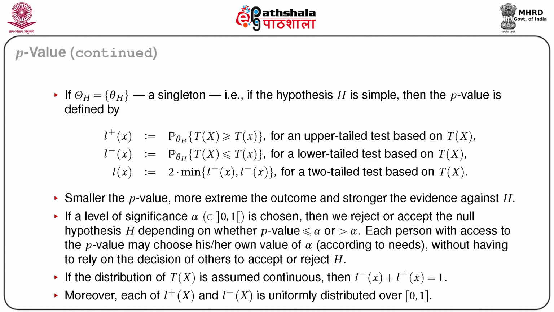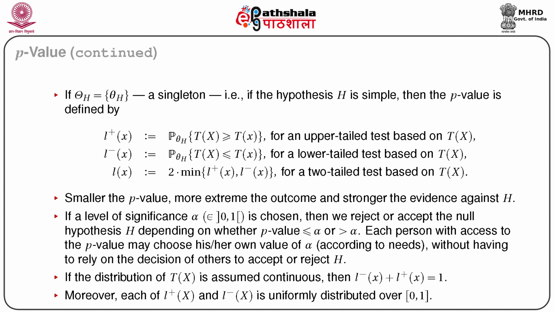If we assume that the distribution of Tx is continuous, then L plus x plus L minus x equals 1. Moreover, under theta belonging to script theta H, the distributions of L plus x and L minus x are rectangular 0, 1. Actually, L plus x is equal to 1 minus capital F of Tx, where capital F is the distribution function of T, and L minus x is equal to capital F of Tx.